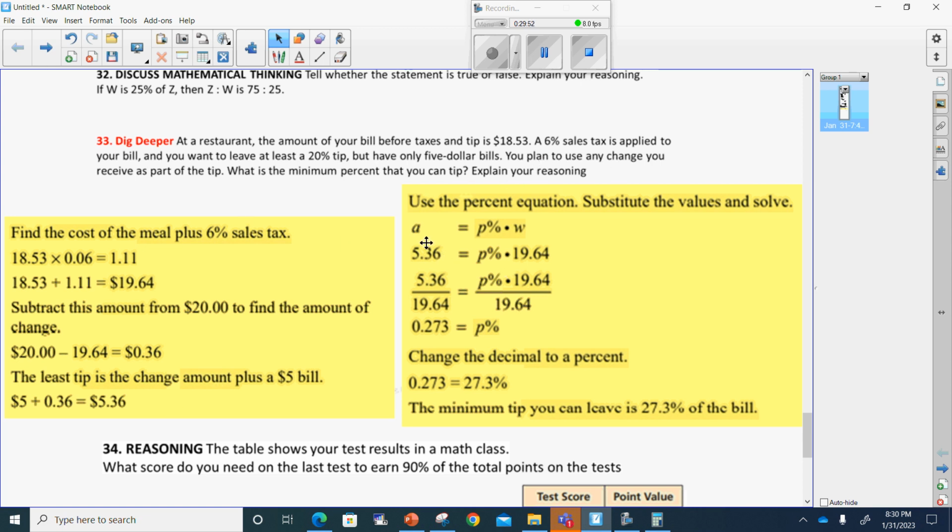So I've got my $5.36. And now my $19.64 was the whole amount, and now I'm looking for the percent, the minimum percent. Remember, this was not the percent, it was the minimum amount, right? So now I can take $5.36 and divide it by 19.64. That gives me 0.273, and I have to move my decimal 2 places. That's going to give me 27.3%. So the minimum tip you can leave is 27.3% of the bill.